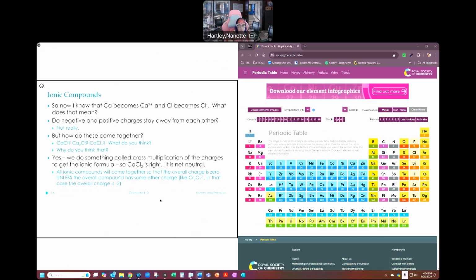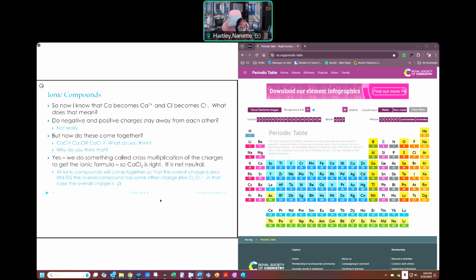But the question becomes, how do they do that? I've talked about this a little bit. We have to make sure that they come together in a way that I have the same number of positives as I have negatives. So since I have a Ca2+, I need to have 2 Cl minus, to make sure that we have the same number of positive charges as negative charges. So CaCl2 is the way that would come together.